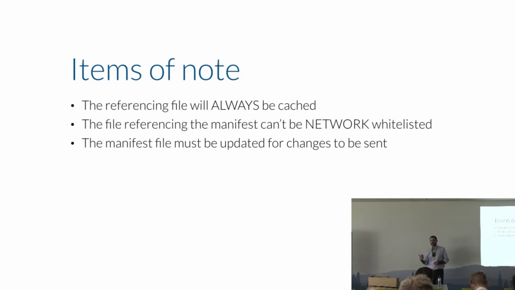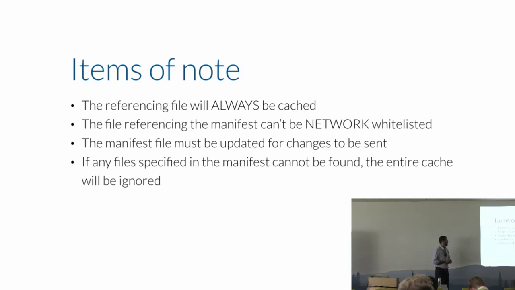Also, like I mentioned before, the manifest file has to be updated in order for the browser to download new files. So you could, for instance, change every single file on your website, but if you don't update that app cache file, the browser will not download anything new until it is changed in some way, even if it's just a comment. Also, if you have a file listed in your manifest and it cannot be found, like it results in a 404 or something, then the browser is going to consider that entire manifest file junk and throw it out and not use it. So that's something that you should be careful about.